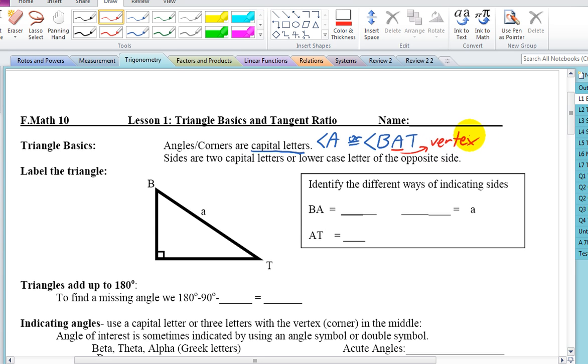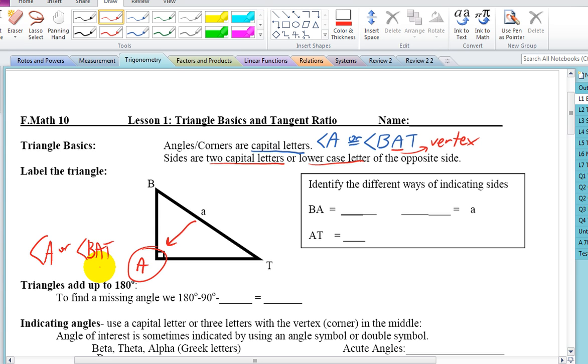Sides are always two capital letters or a lowercase letter. So for example, here's lowercase a. This opposite side has to be uppercase A. That's the angle. So if we're talking about angle A, we're also talking about angle BAT. So we could have angle A or angle BAT.